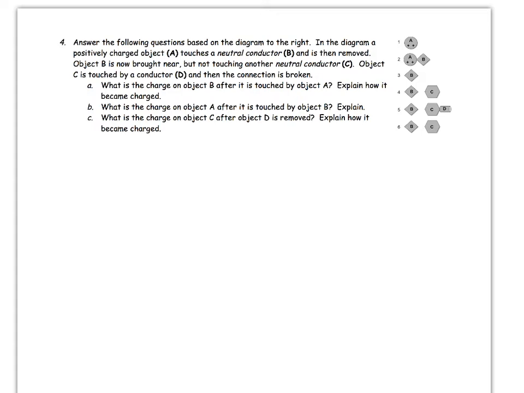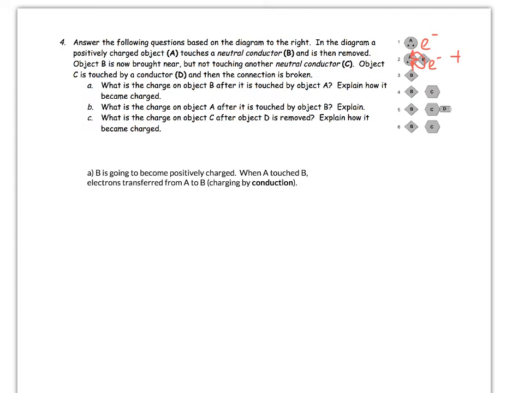So object B was initially touched by A, and A was a positively charged object. And so we always want to think about what the electrons are going to do. The electrons in B, they like that positively charged object A. And so they're going to transfer from B to A. And so what's going to end up happening is B is going to become positively charged because it lost electrons. They transferred to A through the process of conduction. This is charging by conduction.